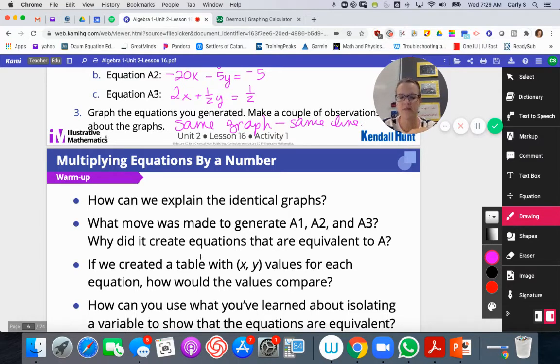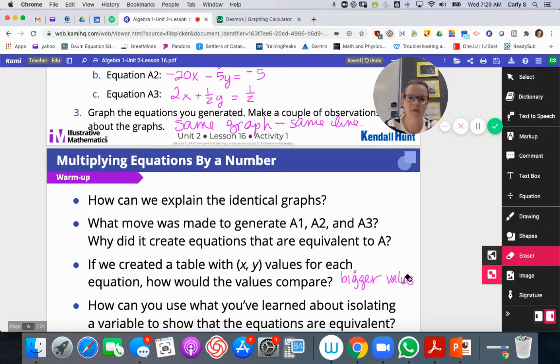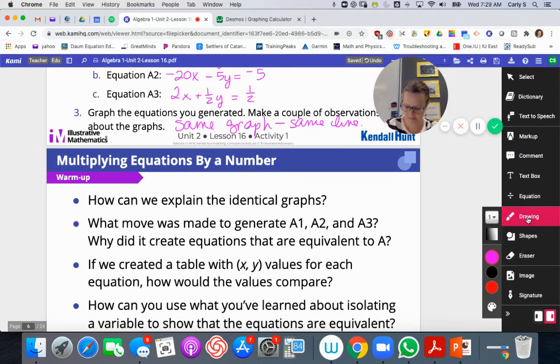If we created a table with x, y values for each equation, how would the values compare? They would just be bigger. Again, they would all be on the same line, bigger values, if we multiplied by a bigger factor. So I can't say bigger, because we multiplied by half and it got smaller, right? So I can't say bigger.